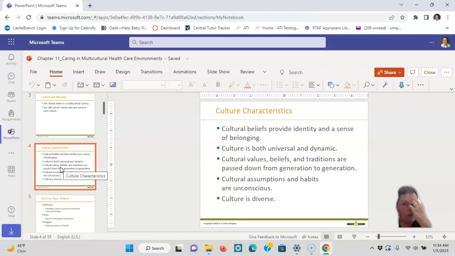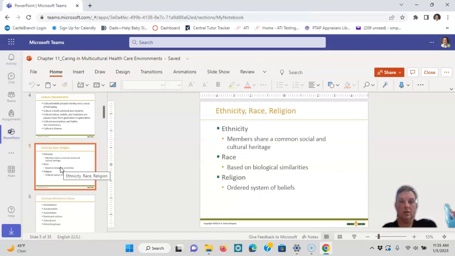Culture is both universal and dynamic. Cultural values, beliefs, and traditions are passed down from generation to generation. Cultural assumptions and habits are unconscious. Culture is diverse. So there's ethnicity, which is when members share common social and cultural heritage. There's race, based on biological similarities. And then religions, which are ordered systems of beliefs.